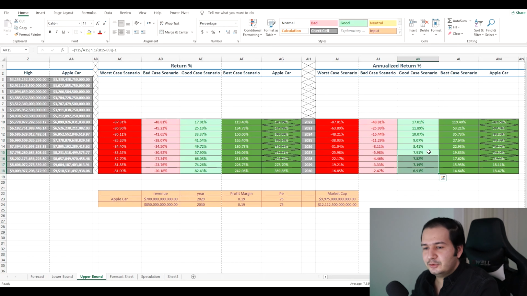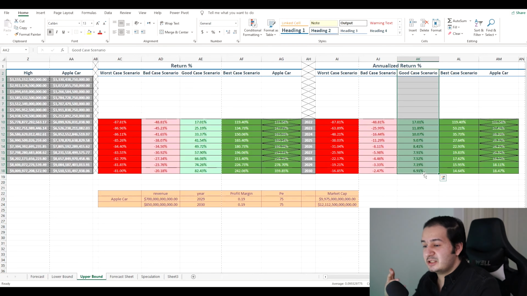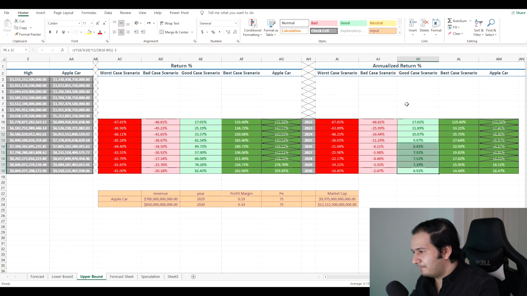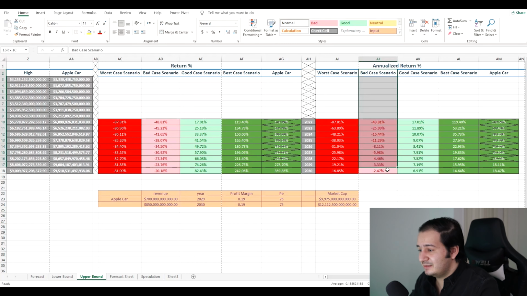And I'm not going to invest a lot of money in a stock to get a 7% annualized return. For me, I want to outperform S&P 500 returns, and this number should be at least 15 to 20%, because it's a good case scenario. It's the scenario where everything goes as I expect. So yeah, this is not good for me. I don't think I need to explain the bad case scenario. Negative returns.